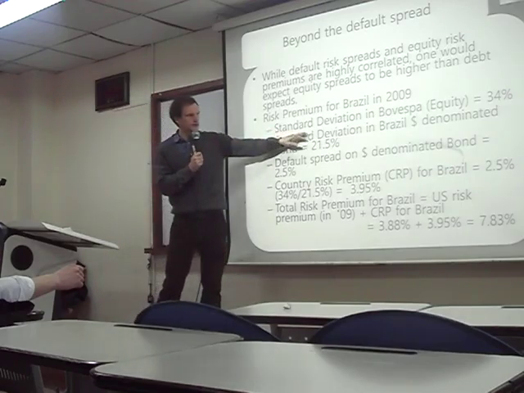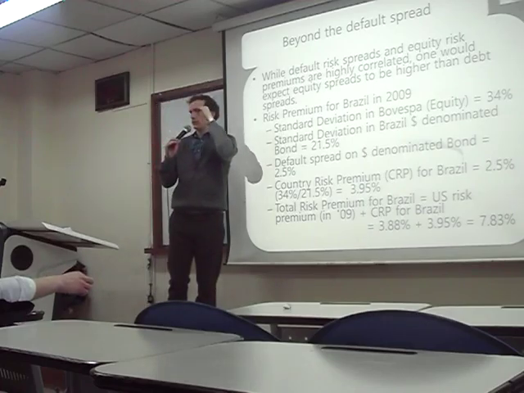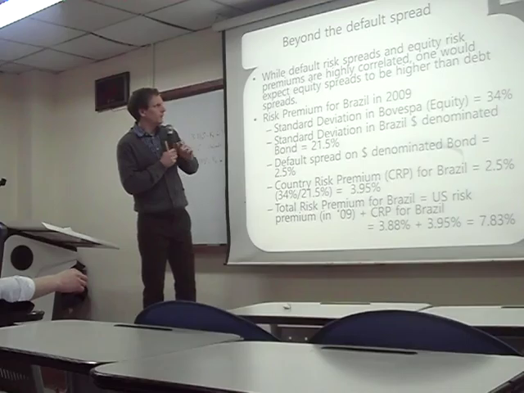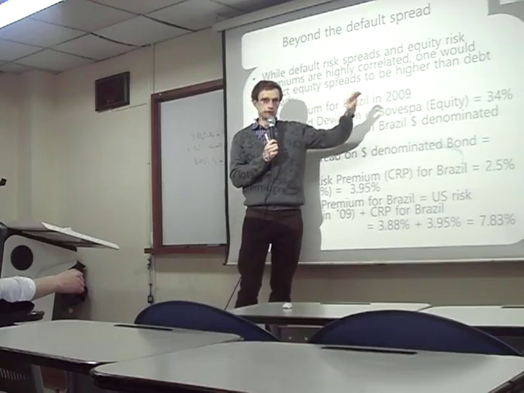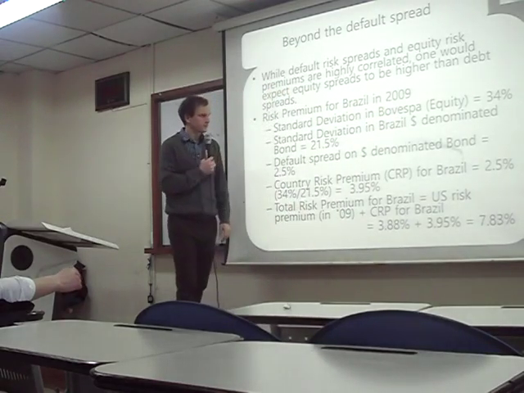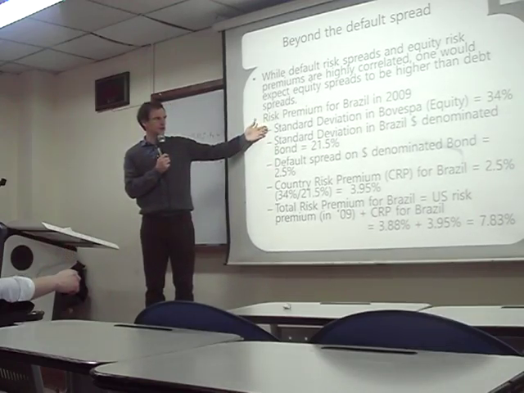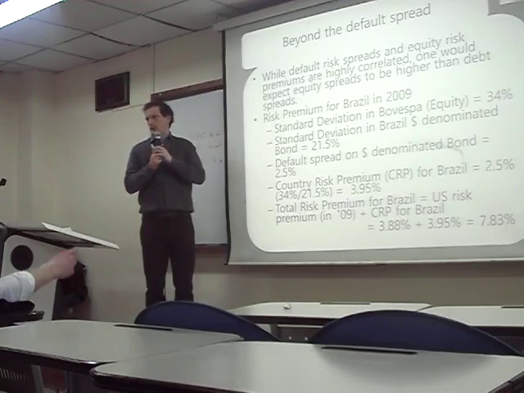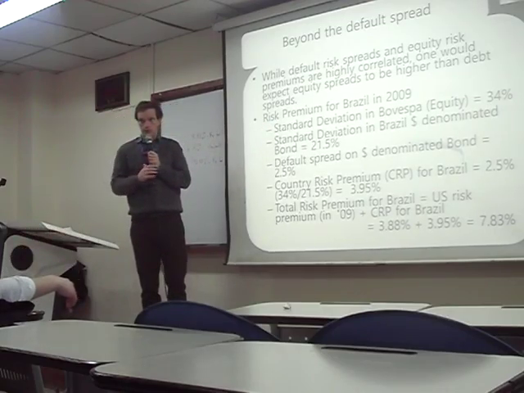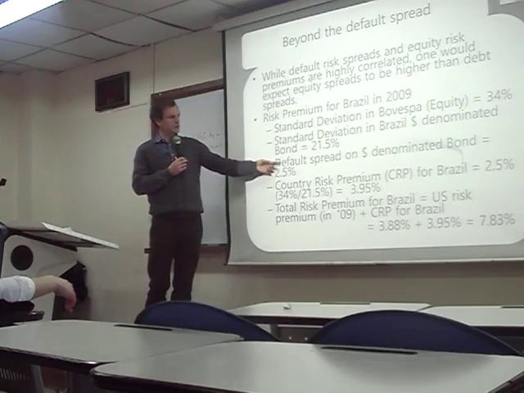But actually that's a bit simple because this is only default risk. So what we should do: we expect equity spreads to be higher than debt spreads. The equity market in India is going to be riskier than the debt market. So we're going to try and calculate the difference, and we do that by looking at standard deviation. Standard deviation is the change, right? How much is it different from the average? If we look at Brazil, we find the standard deviation in the Bovespa, which is the Brazilian equivalent of the S&P index, is 34%, and the standard deviation of their bonds is 21%.